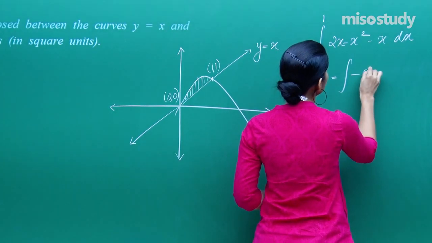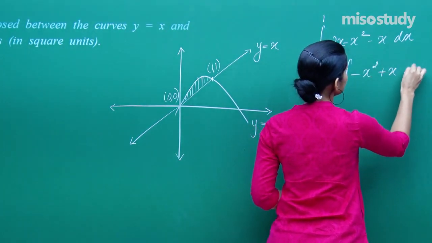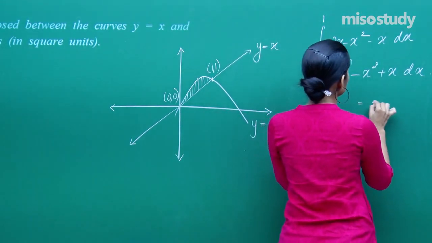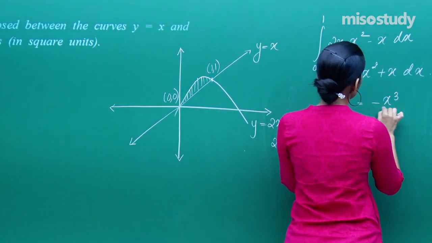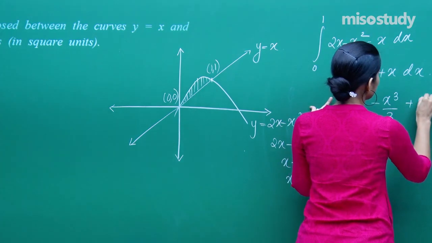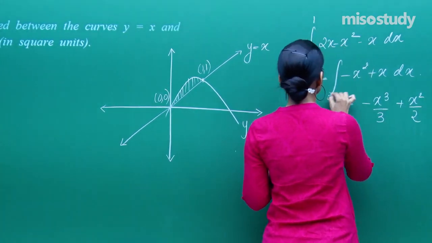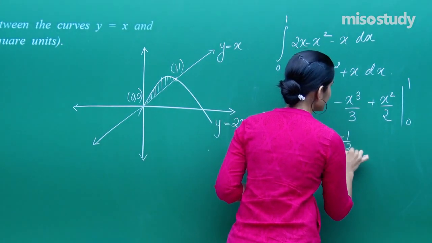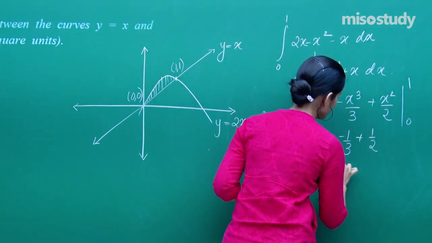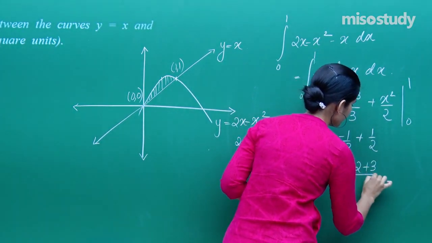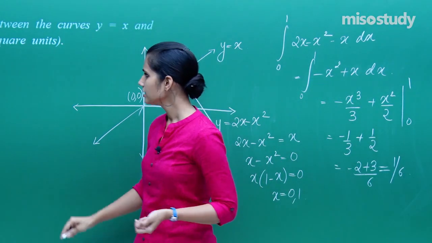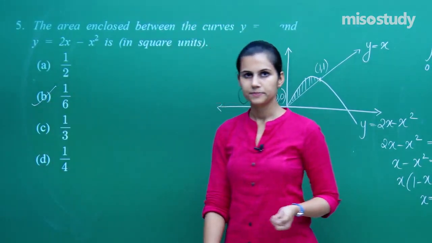This is integral of minus x squared plus x dx, and this is equal to minus x cubed by 3 plus x squared by 2 from 0 to 1. This is minus 1 by 3 plus 1 by 2. This is minus 2 plus 3 by 6, which is 1 by 6. So this is your answer.